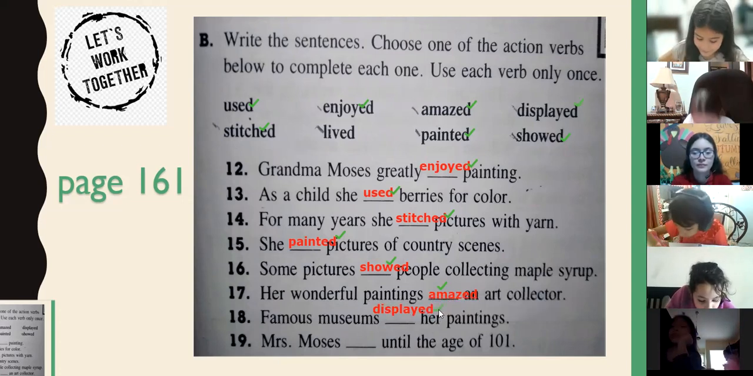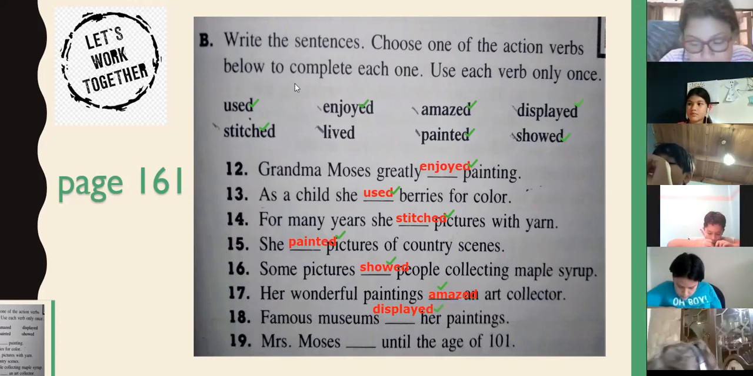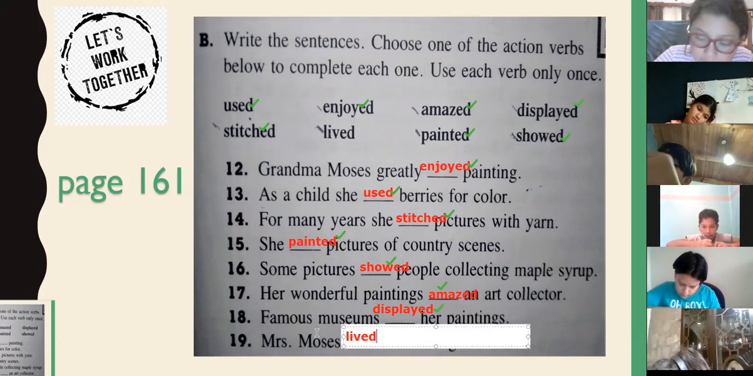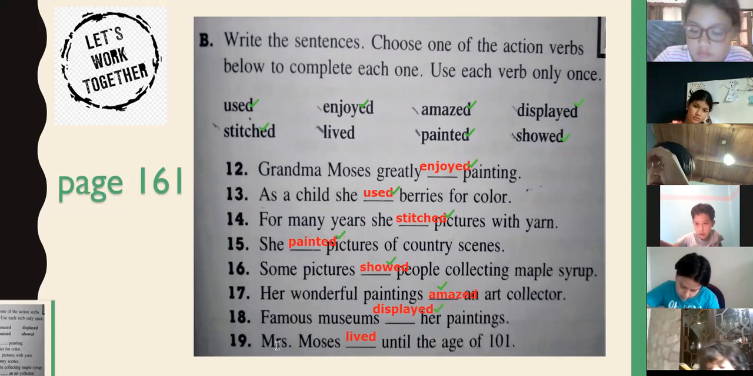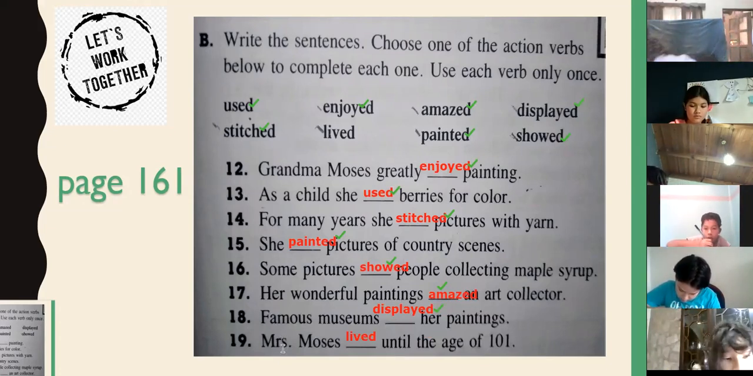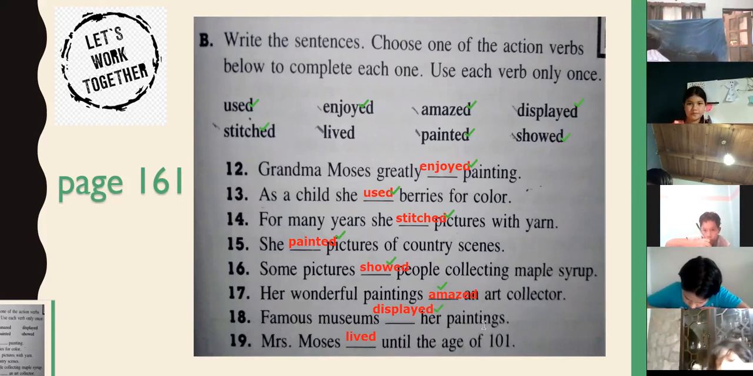Mr. Mouse lived until the age of 101. Miss Mouse. It's Miss, not Mr., because it's a girl. With the letter S, we identify that it's a girl. Miss Mouse lived until the age of 101. Excellent, Camila. That is the answer.